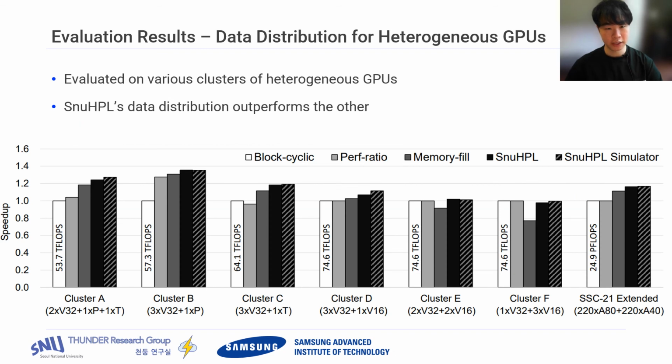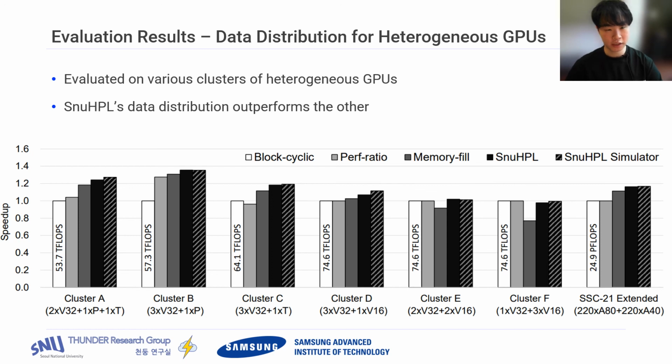Then, we evaluate SnuHPL's heterogeneity support on various clusters of heterogeneous GPUs. The left 6 results are the evaluation on the small clusters, and the rightmost one is the evaluation result on the SSC21 extended supercomputer. SnuHPL's data distribution performs the best for every cluster except for one, which is cluster F. It is the case where GPUs with small memory dominate the cluster, so block cyclic data distribution is already near optimal.